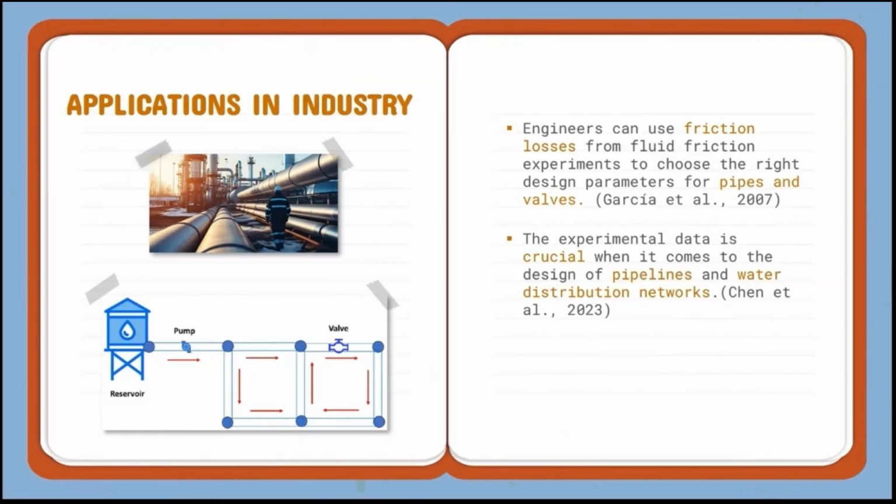Now you might be wondering, why is this important? In industry, engineers use friction losses from fluid friction experiments to choose the right design parameters for pipes and valves, which can make an industrial process more efficient and more safe. The experimental data is crucial when it comes to the design of pipelines and water distribution networks, for example.